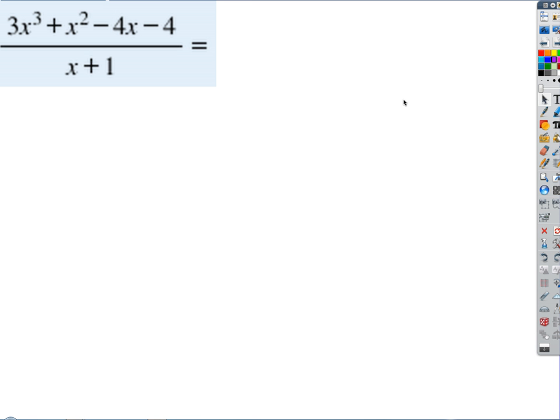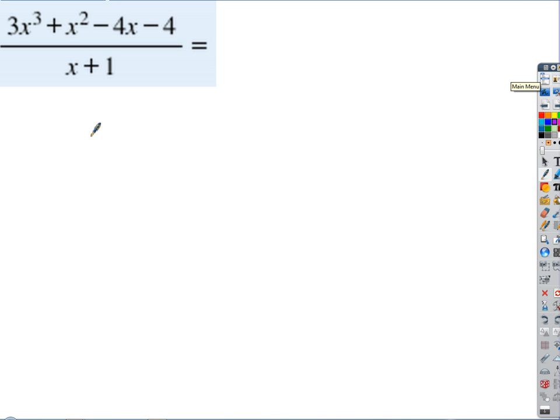Okay, so if I divide, now this is a case where I can use synthetic division because the bottom is simple. As long as the denominator looks like x plus a number or x minus a number, I can use synthetic division. All right, so how do I do that? I make my bracket, but what goes where?